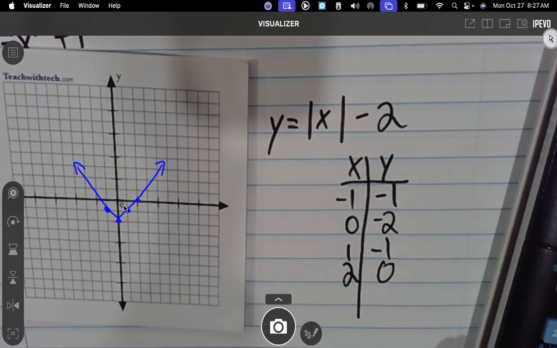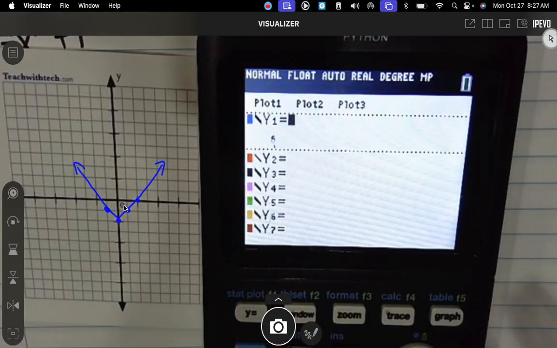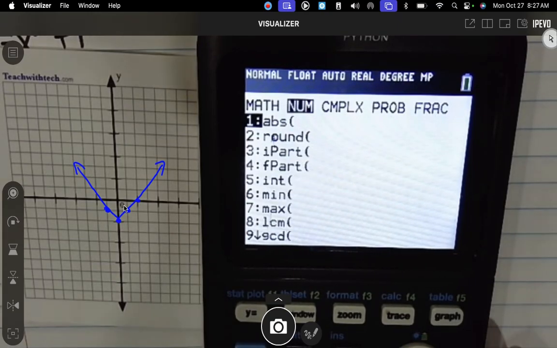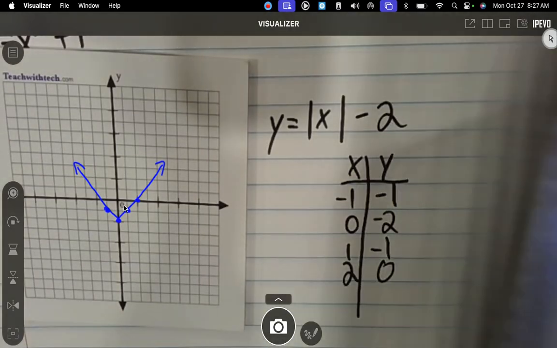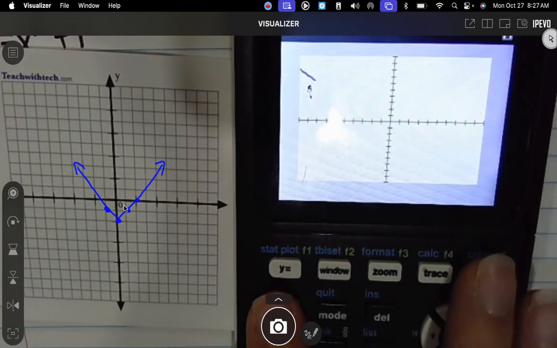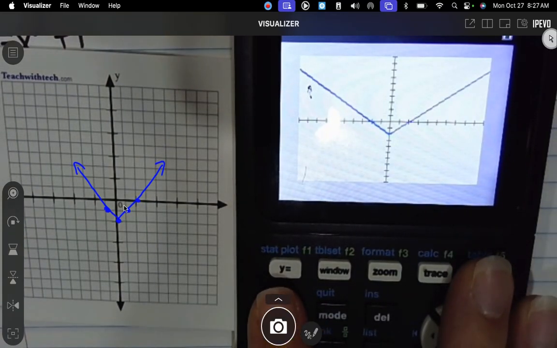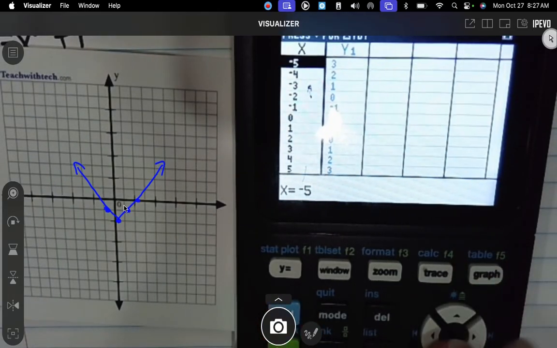Y equals. Okay? Watch, if I press Y equals, there is, again, the absolute value button. You press math and go over 1. The absolute value of x minus, what did I say? 2. Oops. And then if I graph it, there it is. If I go to my table, here it is.